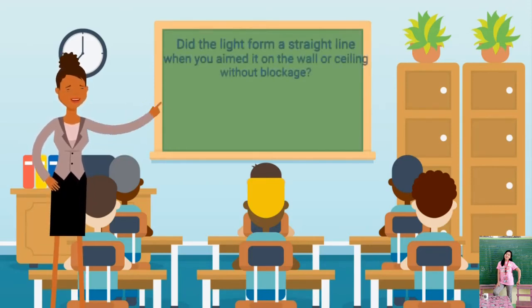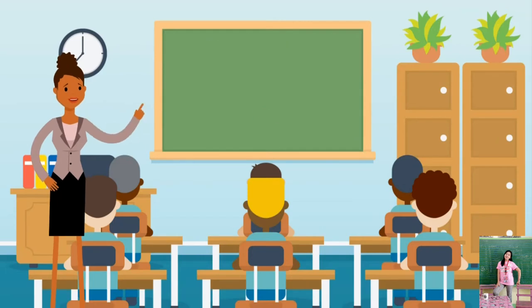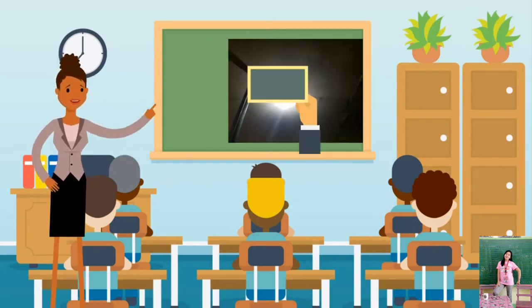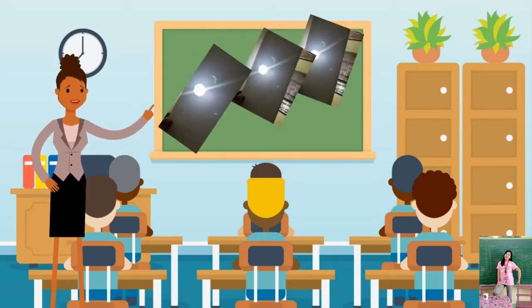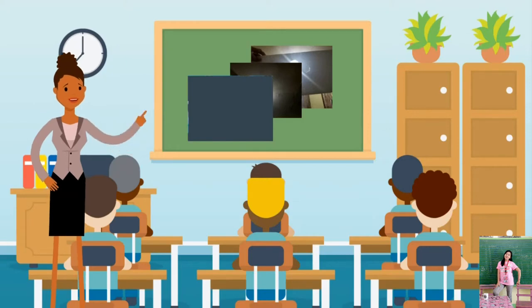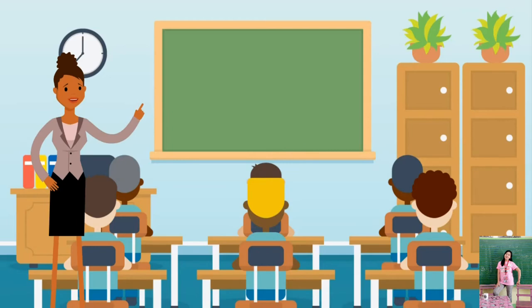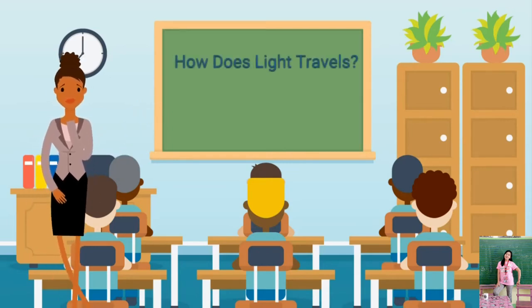And here are the guide questions. Did the light form a straight line when you aimed it on the wall or ceiling without blockage? When you blocked the light with a thick cardboard, was it able to pass through it? When you aligned the cardboards with holes, was the light able to pass through it? When one of the cardboards was not aligned with the other cardboards, was the light able to pass through it? Now, what can you say about the way light travels?